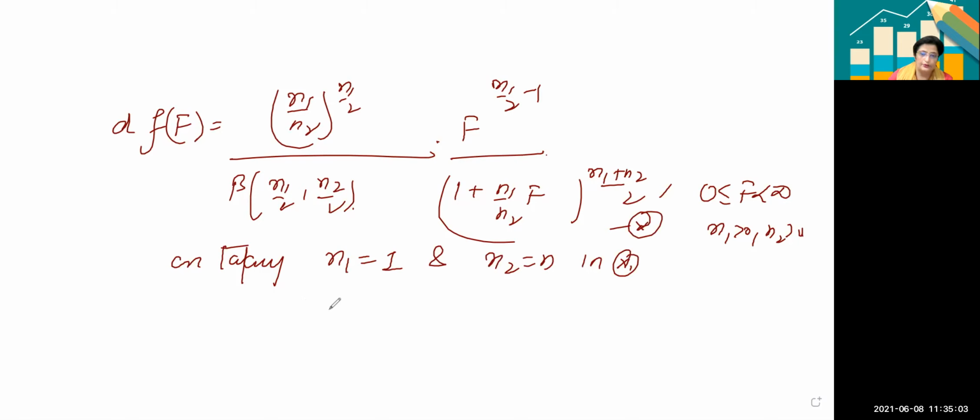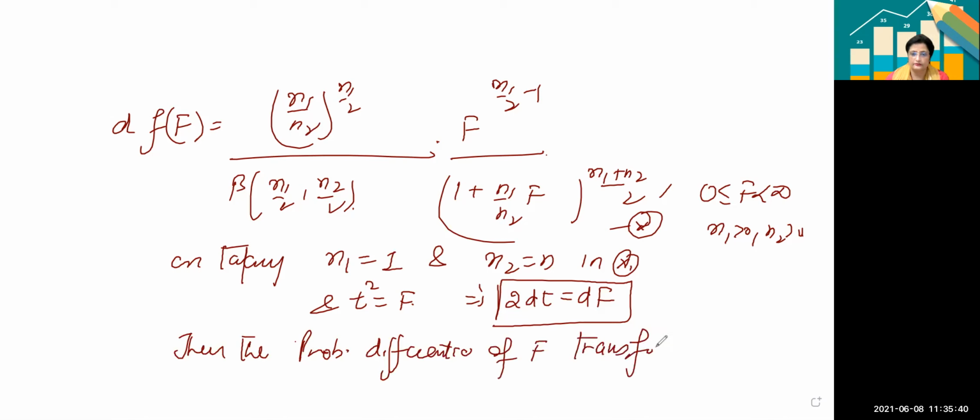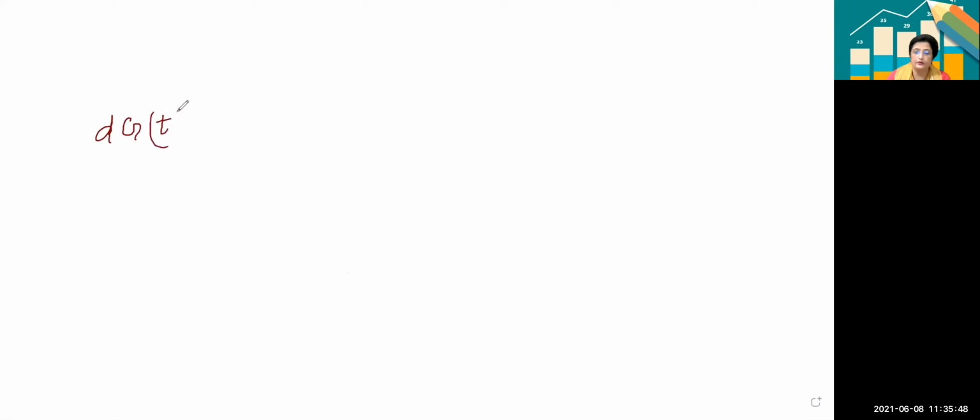So when you take n1 is equal to 1 and n2 is equal to n, and secondly, we have to take T square as F, and T square is equal to F. It implies 2t dt is equal to dF, right? So where there is dF, 2t dt will come. Thus the probability differential of F transforms into the new variable T, because we have named F as T square. So whatever differential comes will not be in F, it will be in T.